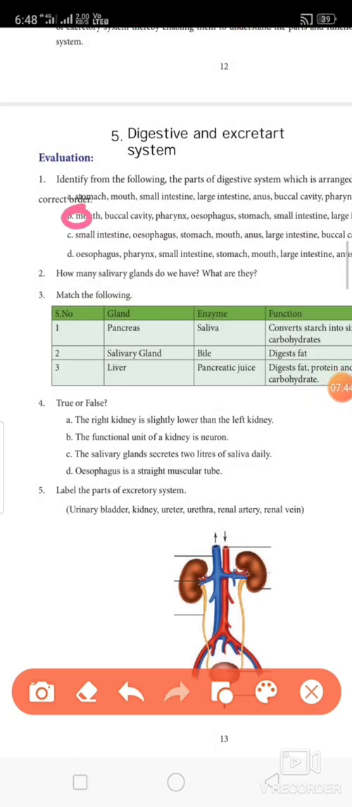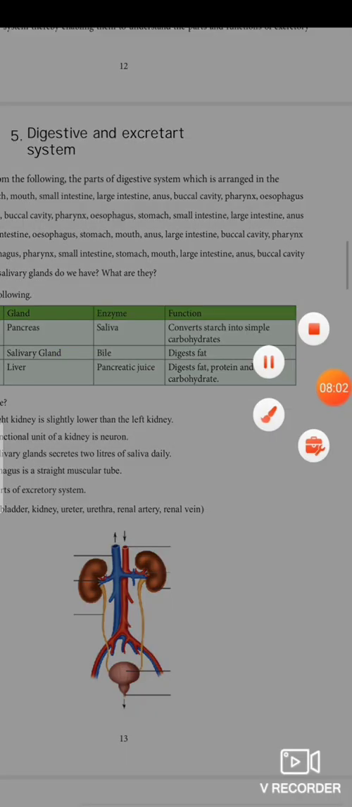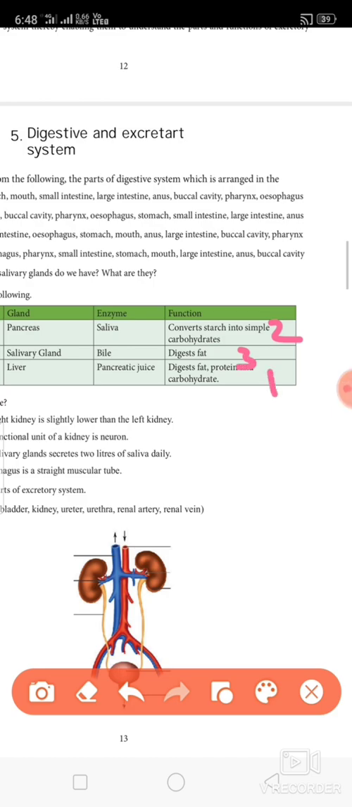Mouth, buccal cavity, pharynx, like that it goes on. Next, the second question, let's see the answer later. Third question, match the following. For match, 1, 2, 3, 1 is the answer.